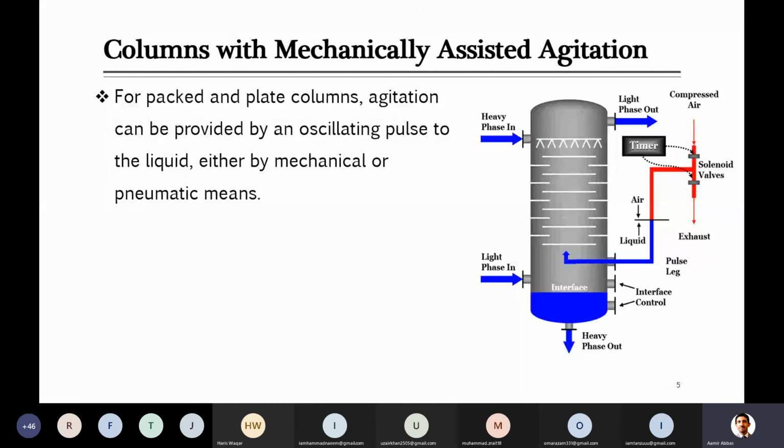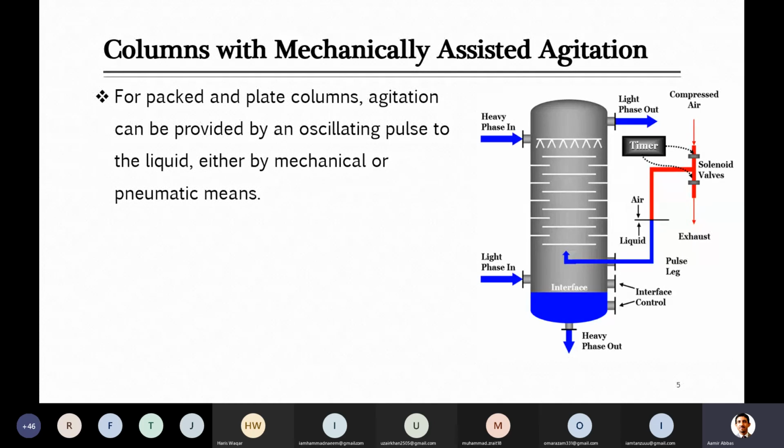For example, if you remember, in packed columns and tray columns you have this fluid flowing from top to bottom or from bottom to top. So even in those kinds of columns, in which you have packing or trays, some kind of agitation inside the liquid can be provided without changing much the assembly or the structure of the equipment. How can we provide that agitation? The first one is that the internals can be agitated. For example, you can develop such a mechanism, and later we will look at that.